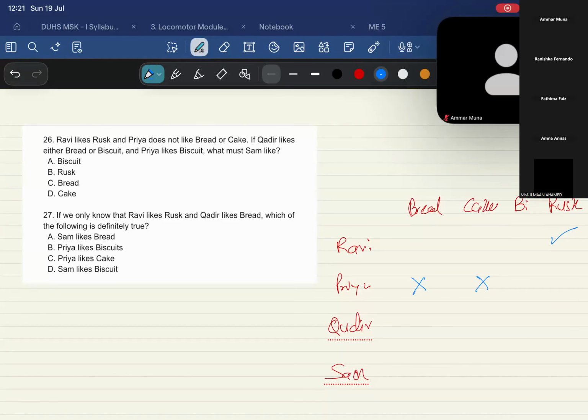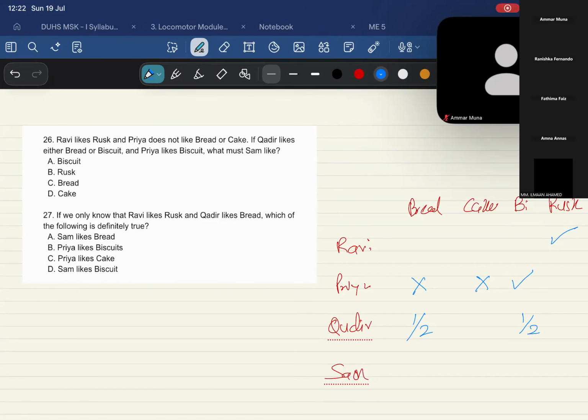If Kadir likes either bread or biscuit, so it's either one of the two. We don't know which one for sure. So let's put half. Kadir either likes bread or biscuit. And Priya likes biscuit. What must Sam like? Right. So they haven't specified in this question, but one person can only like one food item. Two people can't like the same food. That's the approach they are going for.